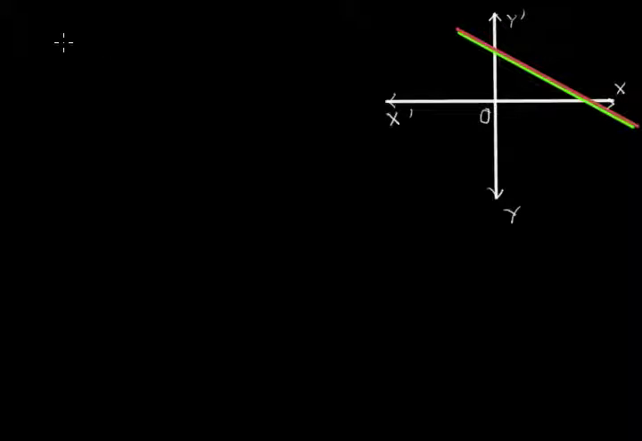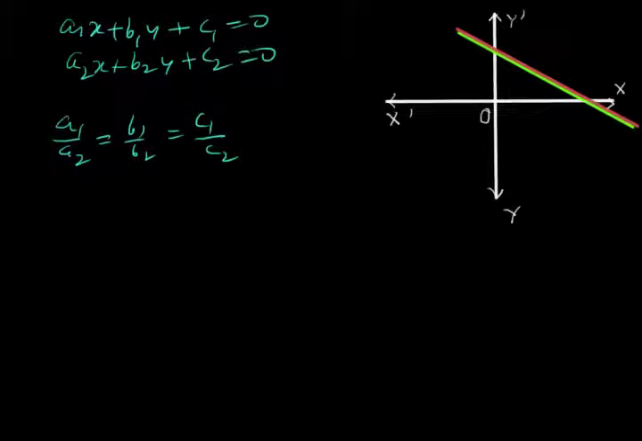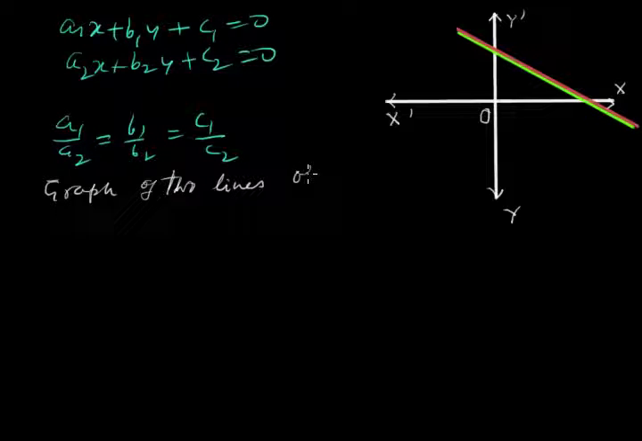Another case. Here two lines a1x plus b1y plus c1 is equal to 0, a2x plus b2y plus c2 is equal to 0, and if it happens that a1 by a2 is equal to b1 by b2 is equal to c1 by c2, in this case, we will say the graph of the two lines overlap, or are coincident.